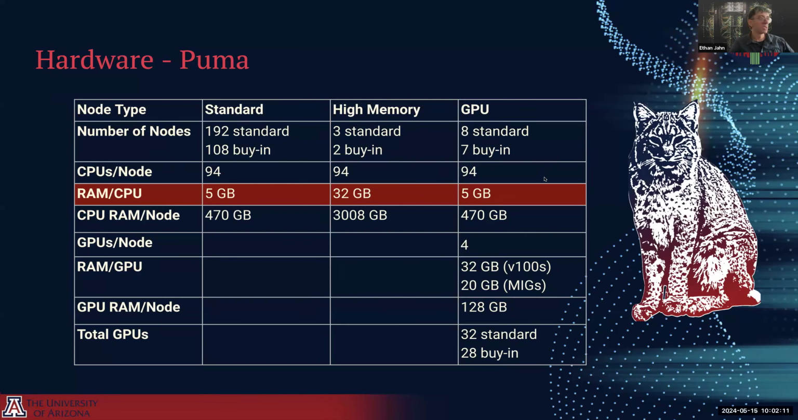If you're requesting a number of CPUs and you're only requesting a single node job, make sure not to go beyond that number. So 94 CPUs available on Puma. Each CPU on a standard node has 5 gigabytes. If you want to go to a high memory node, you have 32 gigabytes. And on a GPU node, you also have 5 gigabytes.